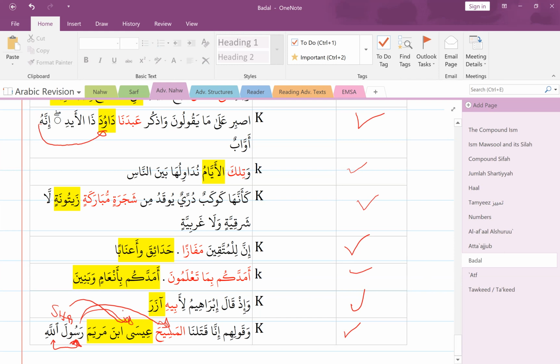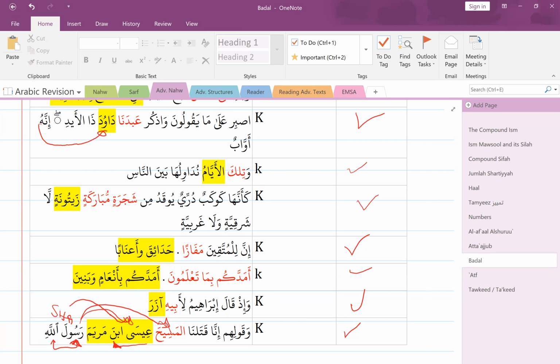It's describing, so you can't totally replace it. If you replace it with "وقولهم إنا قتلنا المسيح رسول الله", I don't know that it works. I don't know that you can actually omit Isa in that case. It's a tricky one. No, it wouldn't make any sense. It still needs clarification. Which messenger of Allah?